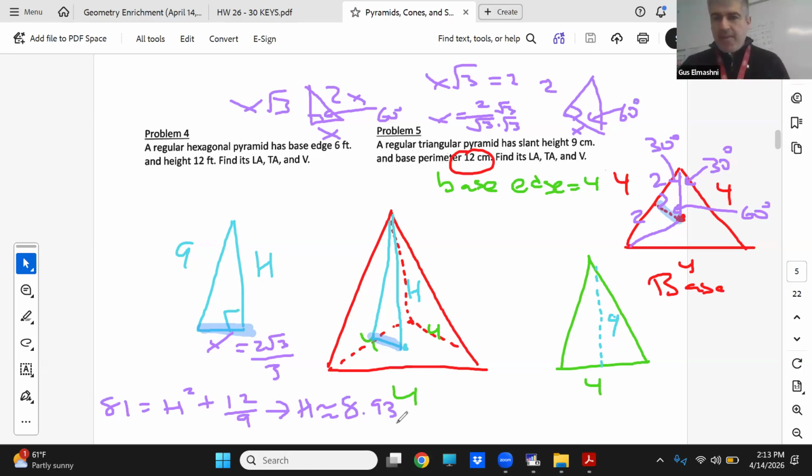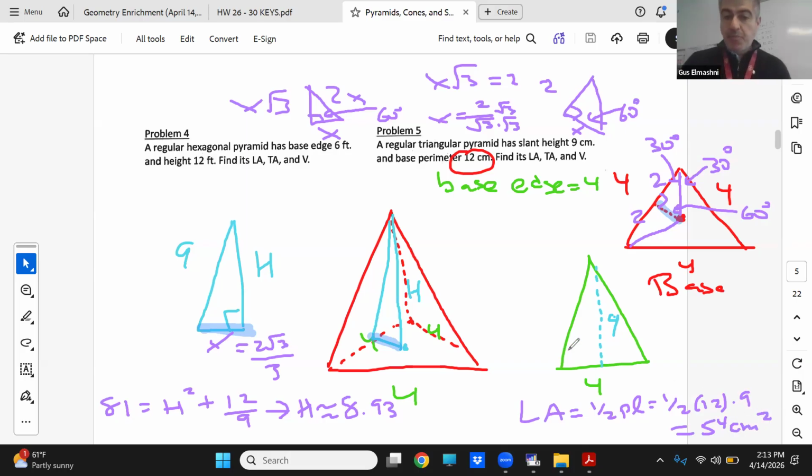Now I can get everything else, right? The lateral area is easy. That's 1/2 PL. My perimeter is 12, so 1/2 times 12 times my slant height of 9, that's 54 square centimeters.